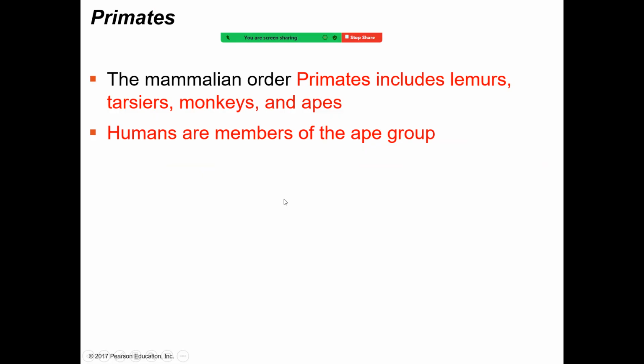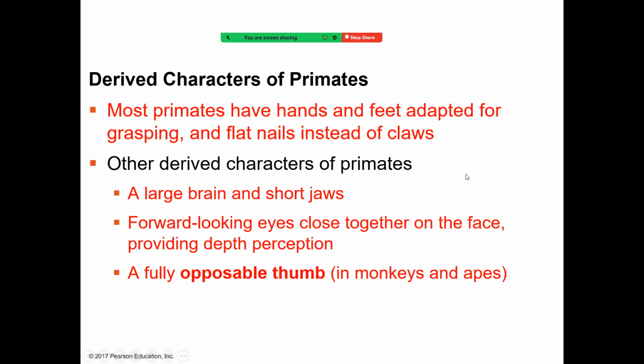So mammals can be divided up into an order including primates. Primates include lemurs, tarsiers, monkeys, and apes. And we humans, Homo sapiens, are members of the ape group. Some derived characteristics of primates. Most primates have hands and feet that are adapted for grasping and flat nails instead of claws.